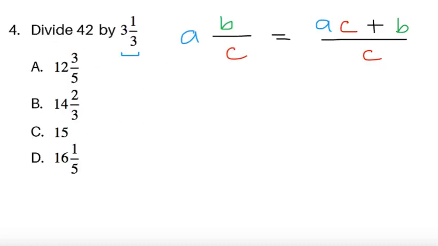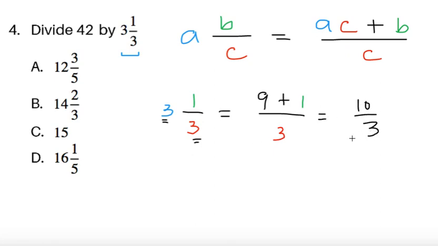Now for item 4, divide 42 by 3 and 1/3. 3 and 1/3 is an example of a mixed number because I have a whole number 3 in front of a fraction. I can change it to an improper fraction using this: A and B over C can be written as AC plus B over C. So for 3 and 1 over 3, AC, 3 times 3, gives me 9. I'll add the value of B, the numerator, so 9 plus 1, divided by the value of C, 3. So 9 plus 1 is 10, so 10/3.